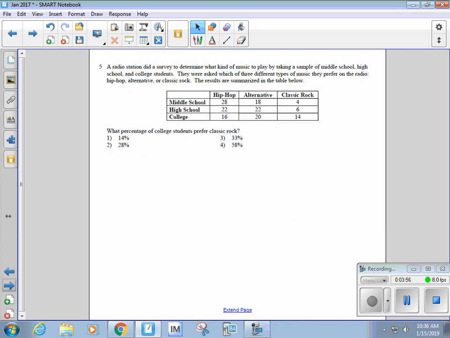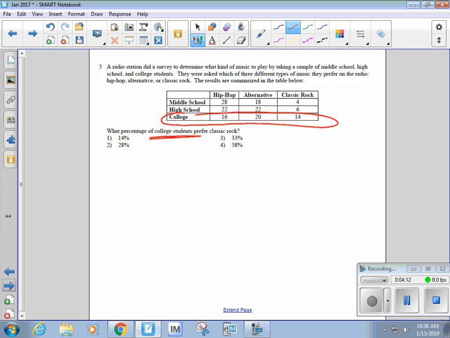Okay, a radio station did a survey. What percentage of college students prefer classic rock? So this is what we call a marginal calculation or marginal probability, because we're not using the whole chart. What percent of the college students, which is just this row, prefer classic rock? So it's 14 divided by the total in this row. And if you add those three things up, you get 50. So it's 14 out of 50, not 14 out of the whole chart. And 14 out of 50, if you type that in the calculator, gets you 0.28.